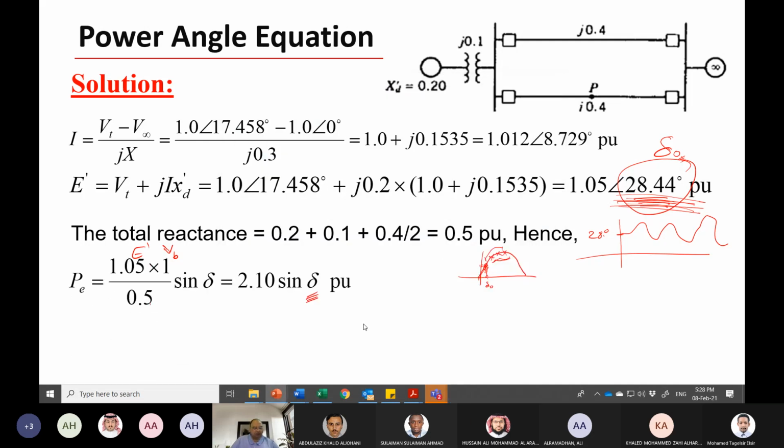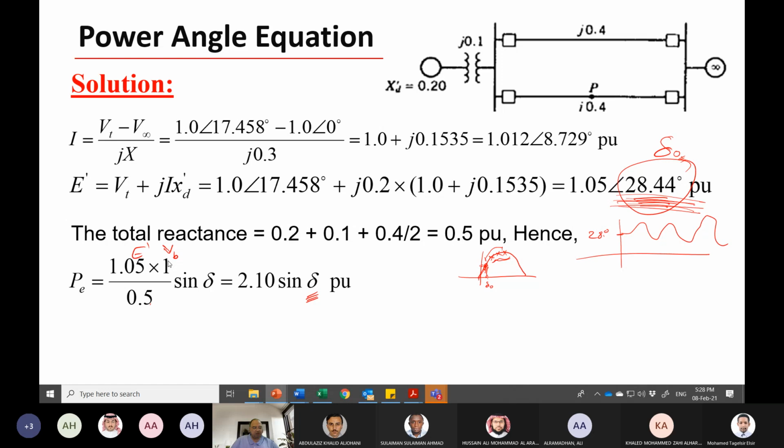Yes. So, of course, you can get the E prime as the magnitude and the angle. So this is the steady state angle, 28 point something here. And this becomes, in pre-fault, the power angle equation.